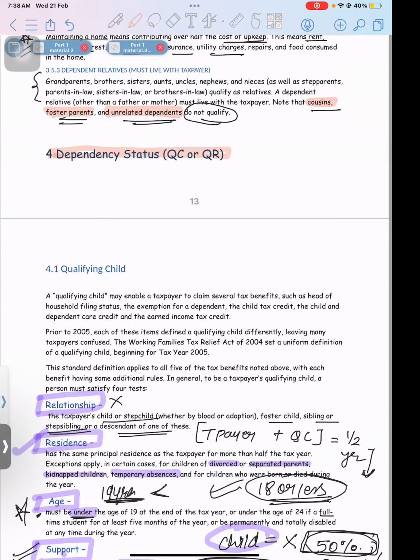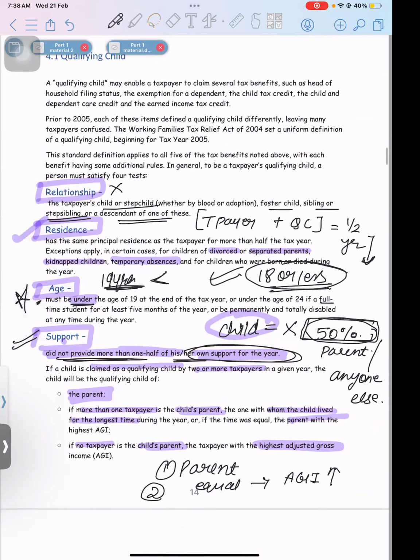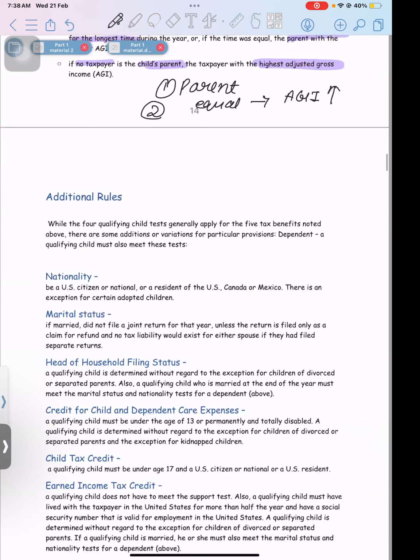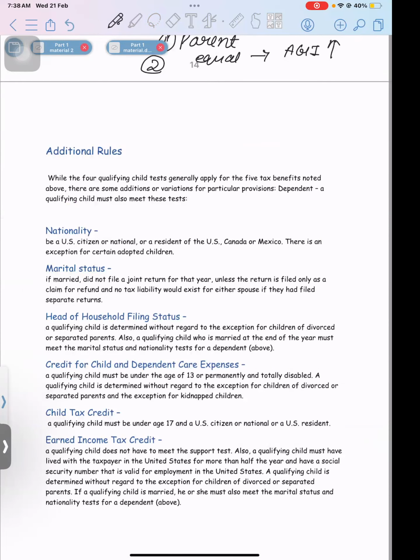In that, we have already completed the qualifying child yesterday. Now there are some additional rules. Someone has asked a question: QSS is only for children and HOH is for qualifying. Yes, correct, Mohit. It's for both relatives and children.